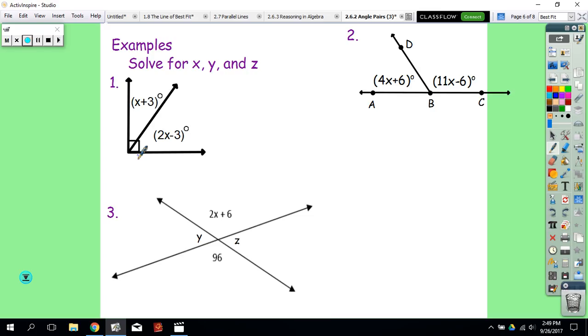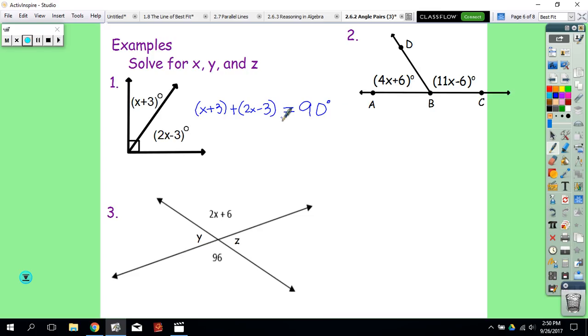On example 1, we have a big angle right here, and this big angle is a 90-degree angle, and we can tell that from the little box in the center. So we know that these two angles right here have to add up to 90 degrees. So we're going to take these two expressions and add them together. So we have x plus 3 plus 2x minus 3. Those are all going to be equal to 90.